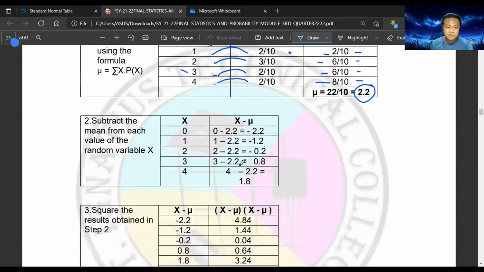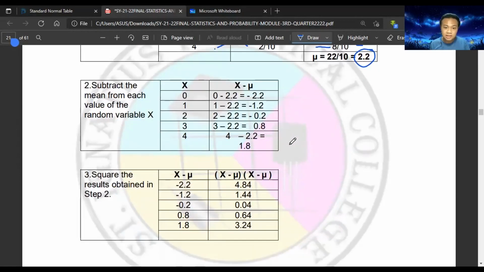Okay? So now, to get the standard deviation, you have to follow these steps. First, you have to subtract the mean from each value of the random variable. You have to subtract the mean from each datum, each value of the random variable x.